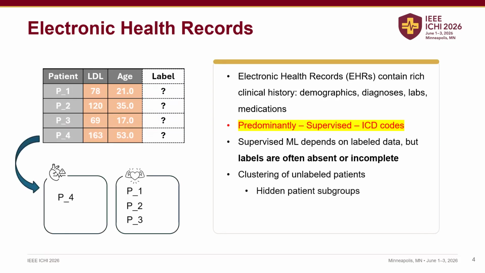So by leveraging deep clustering, we can map patients into a latent space, identify hidden patient cohorts, and stratify risk without introducing the overfitting or model bias that comes from supervised labels.